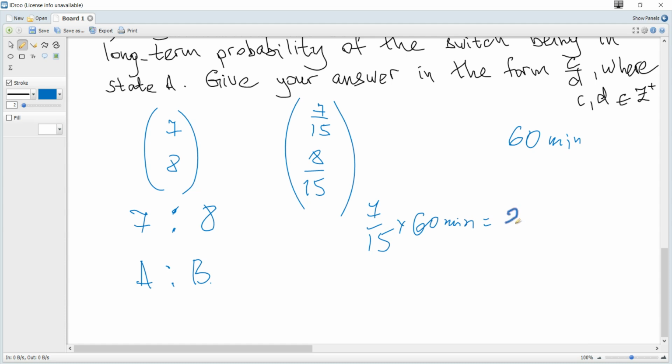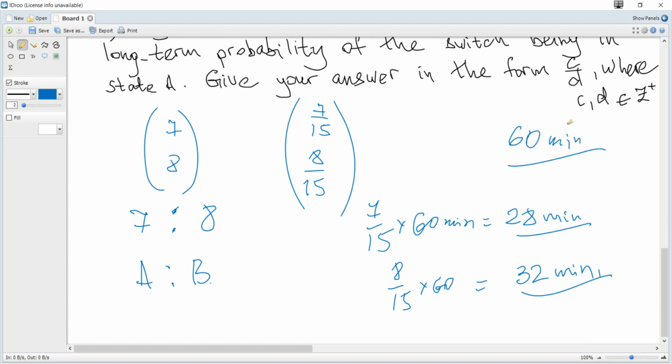28, and 8 over 15 times 16 is 32. So approximately 28 minutes A operates in 1 hour, and approximately 32 minutes B operates in 1 hour.